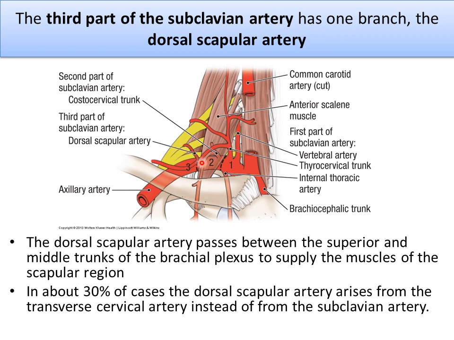This artery is quite easy to recognize, at least most of the time, because it will usually pass between the superior and middle trunks of the brachial plexus. Remember, the brachial plexus will appear between the anterior and middle scalene muscles. Okay? But there is, of course, an exception to the rule here for the course of the artery. In about 30% of the cases, this artery will arise from the transverse cervical artery and not from the subclavian artery.